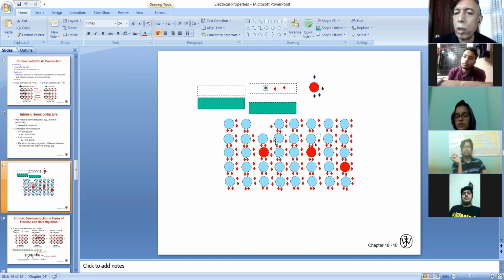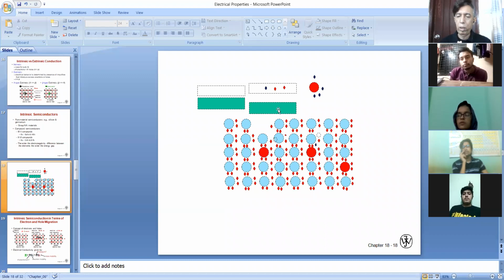You see, 2 holes here. One hole is this hole, and another one is this hole. So we get 5 electrons in the conduction band and 2 holes in the valence band. These holes are in the valence band.